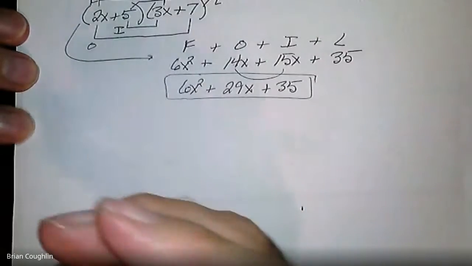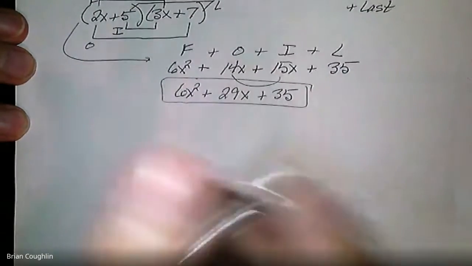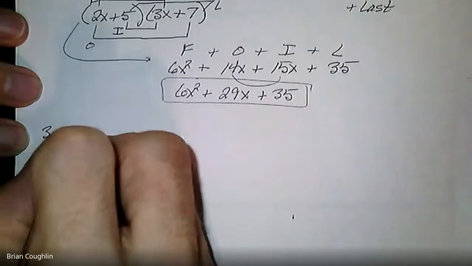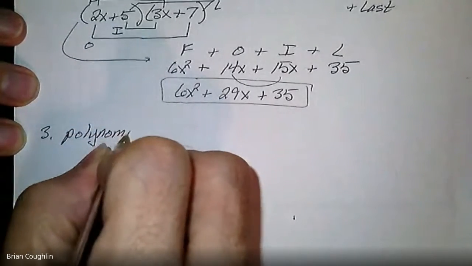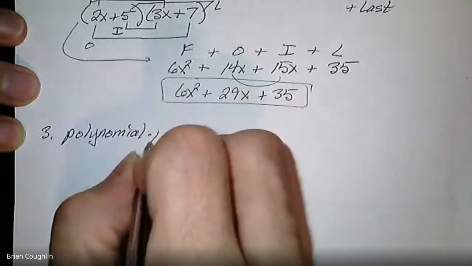Okay, good. So method 3, polynomial times polynomial.